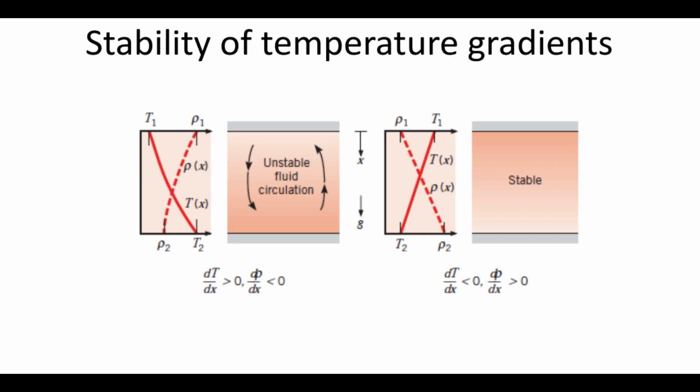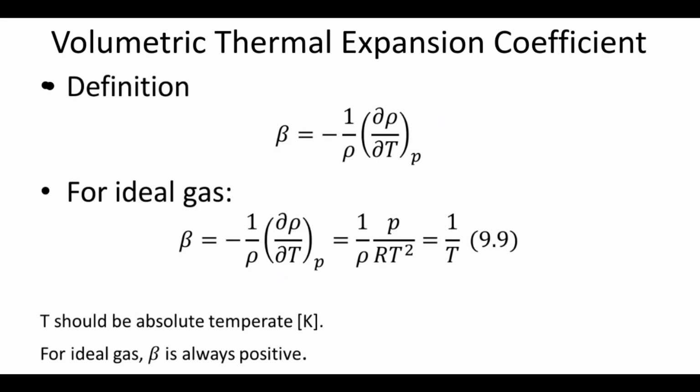And there is a material property termed the thermal expansion coefficient that's defined to capture how its density changes with the temperature gradient. By definition, beta is defined as, here is the negative sign in the definition, the reciprocal of the density of the fluid, and how its density changes with respect to temperature while holding pressure constant.